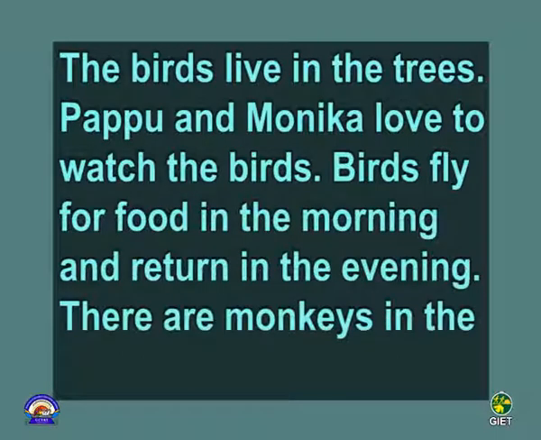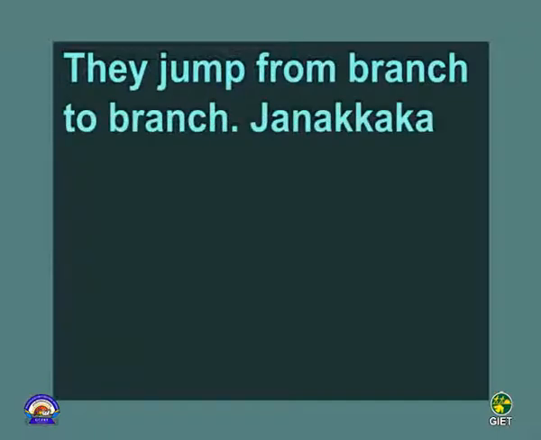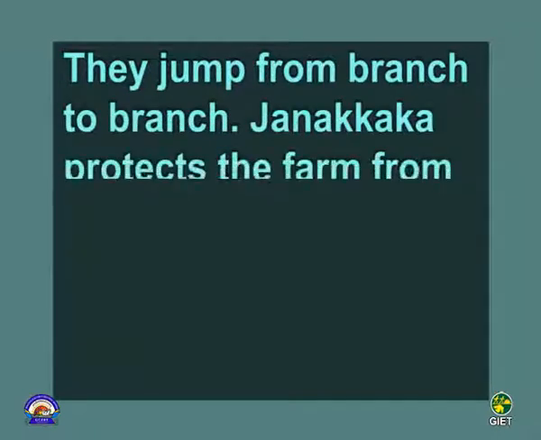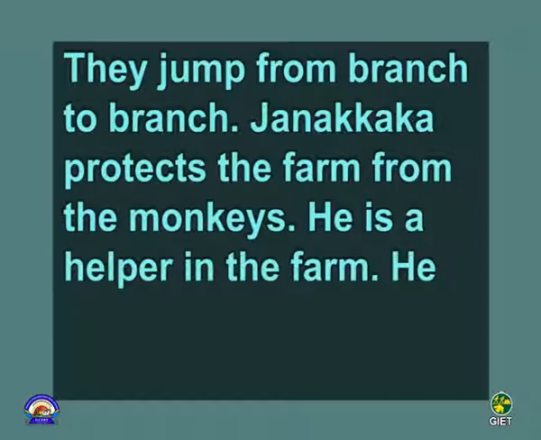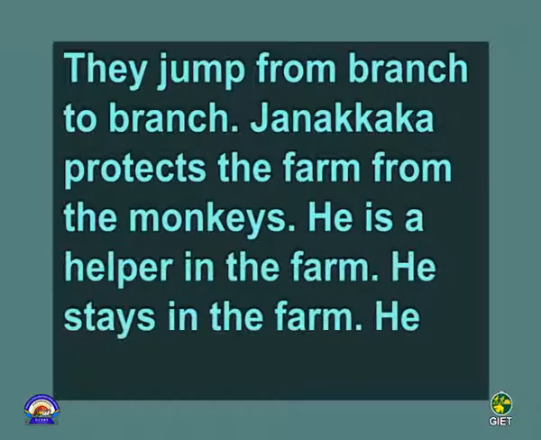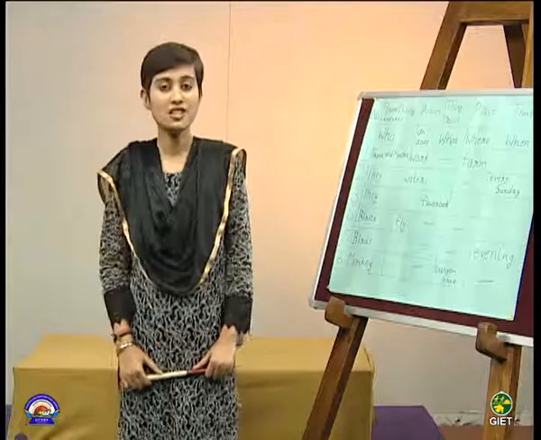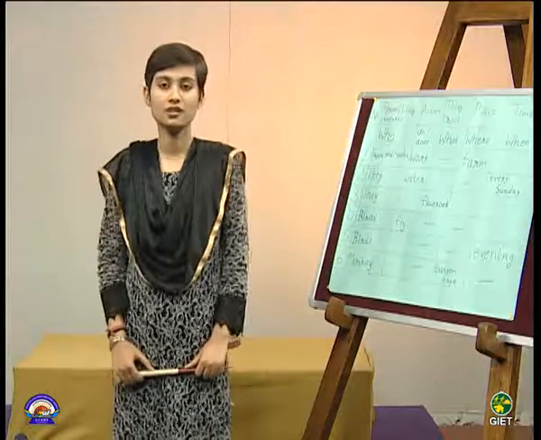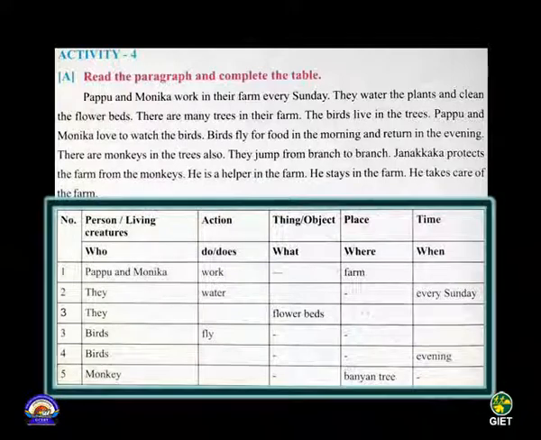There are monkeys in the trees also. They jump from branch to branch. Janakaka protects the farm from the monkeys. He is a helper in the farm. He stays in the farm. He takes care of the farm. We just read the paragraph. Let's see the table which is given under the paragraph.